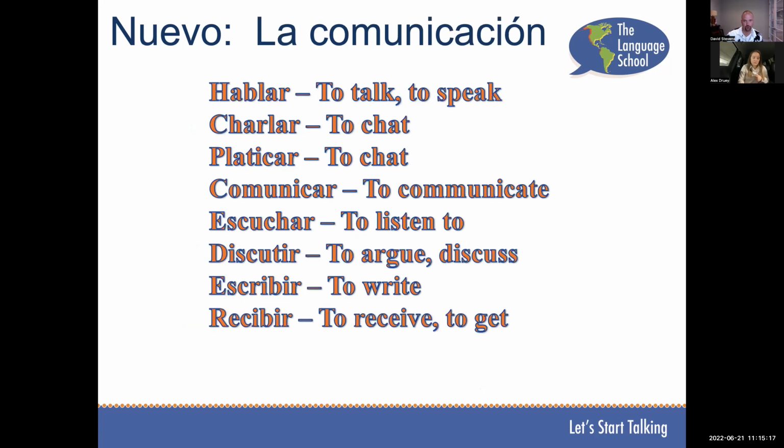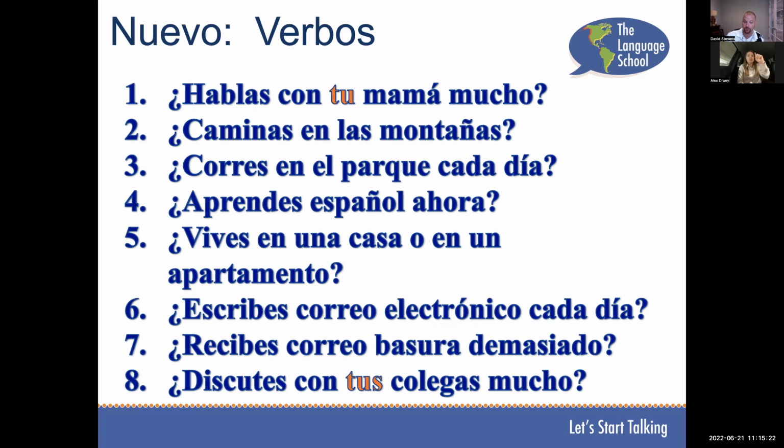Bien. Okay. So, is that it? Two. So hablo con mi mamá, right? We switched to mi. For number 8, is it discuto con mi? And make it plural. Mamá is singular, so it's tu mamá. Colegas is plural, so it's tus colegas. And the answer there, we're going to flip it to mis colegas, plural. Okay. Ahí está. Perfecto.